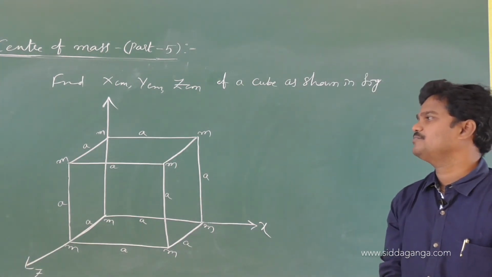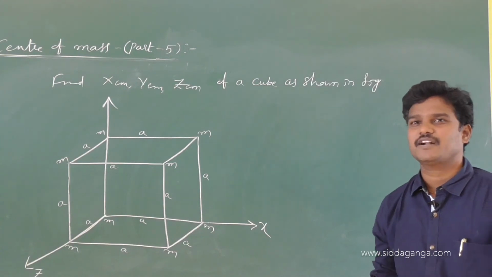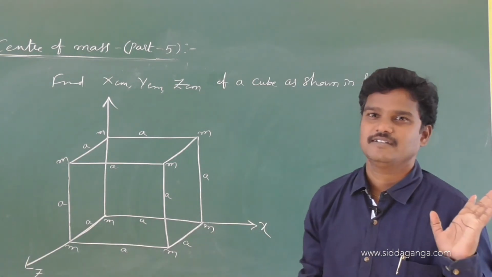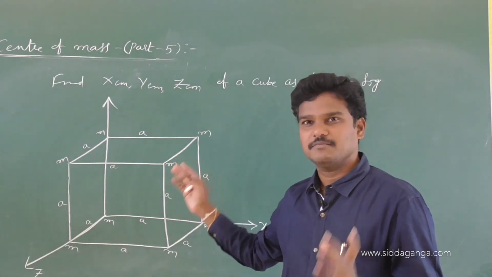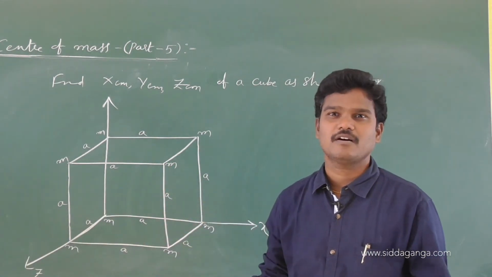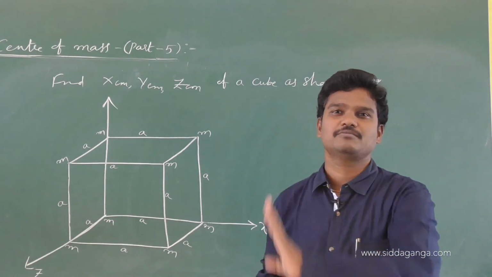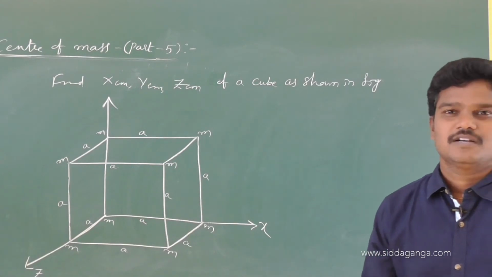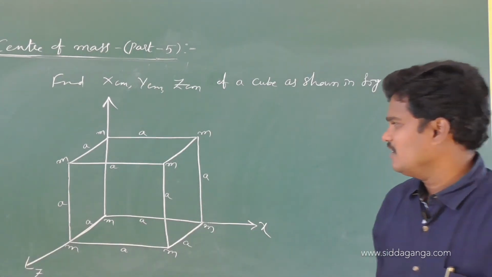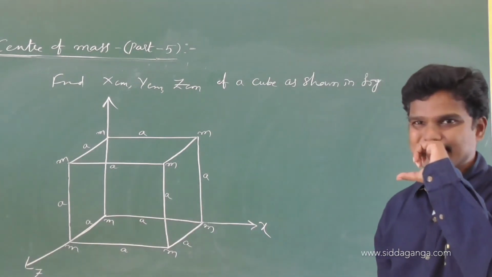Anyhow, this is a uniform object, because all masses are identical, we can expect the answer directly. XCM at the midpoint, YCM at the midpoint, ZCM at the midpoint, all are half height, a by 2, a by 2, a by 2. Answer completed already. Or otherwise check it. First identify the coordinates.